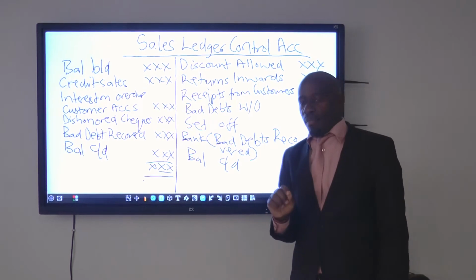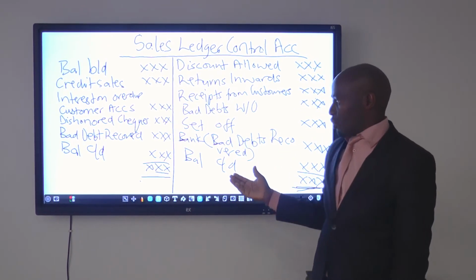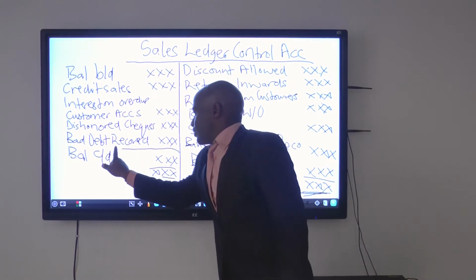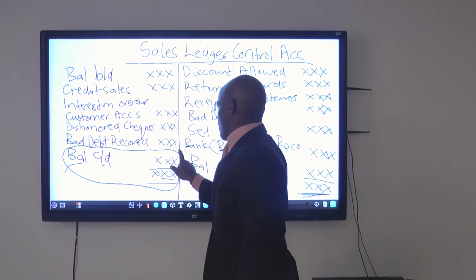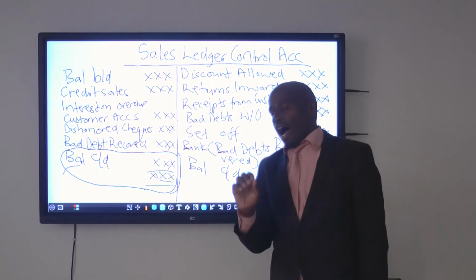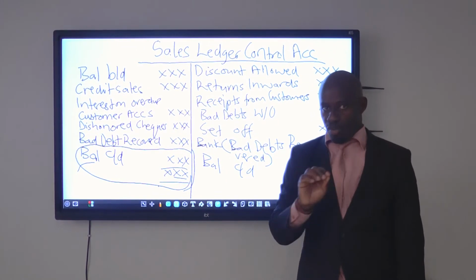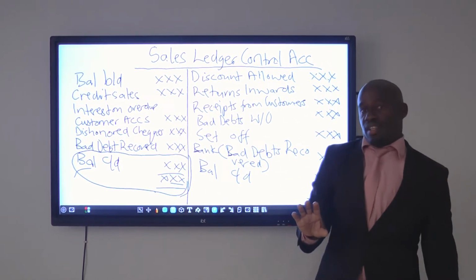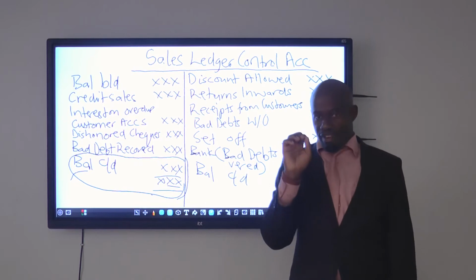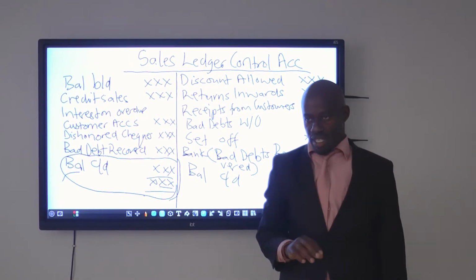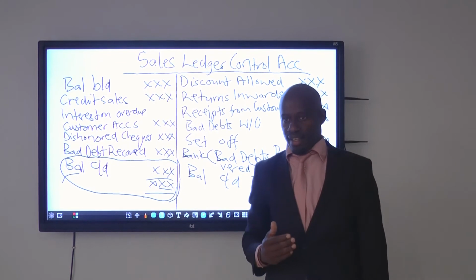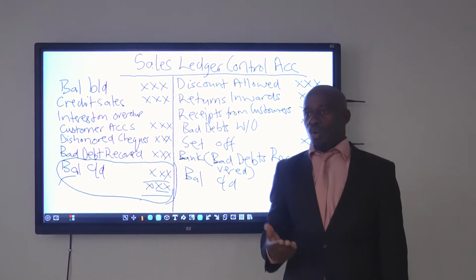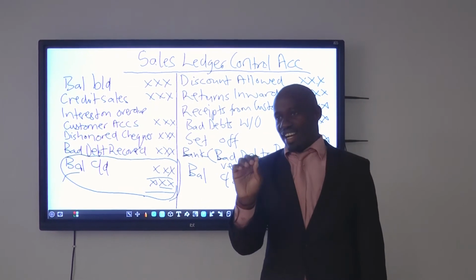A common pitfall amongst learners is this one, and a very popular question with ZIMSEC. It asks about this balance. What does it represent? How is it treated in the statement of financial position? Now, a credit balance in the sales ledger control account amounts to the money that the firm owes to its customers. Why would this be the case? What are the instances when our firm owes its customers?